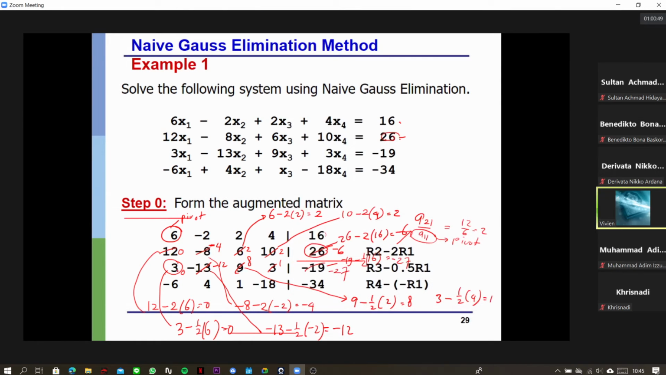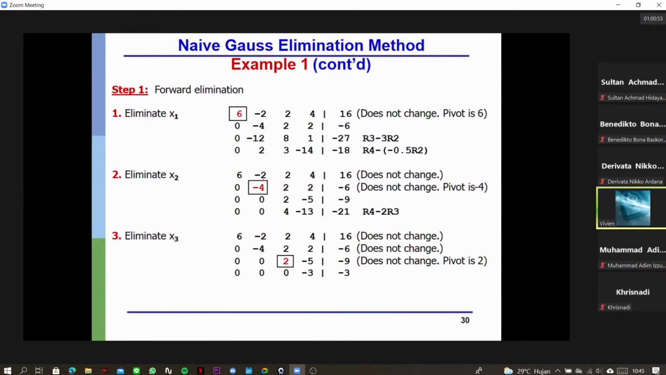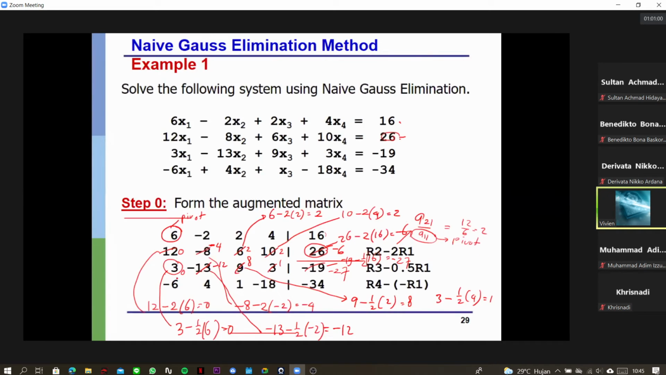So for the third row here we have 0, minus 12, 8, 1, and minus 27. So we see here 0, minus 12, 8, 1, and minus 27. Again, the same for the fourth row.